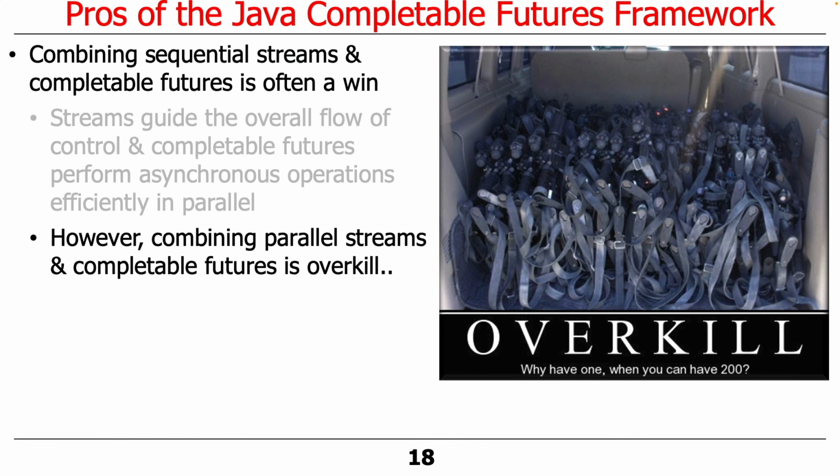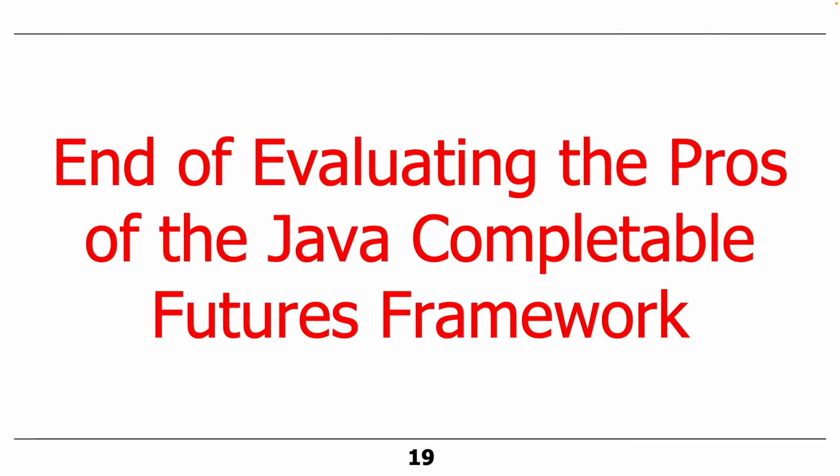There's a funny little meme here that says, "Overkill. Why have one when you can have 200?" It's a minivan full of seatbelts. Just to give you the metaphor, you don't need that much concurrency; at some point it's going to be excessive. So that's the end of our discussion of the pros and cons of asynchrony using the Java Completable Futures framework.